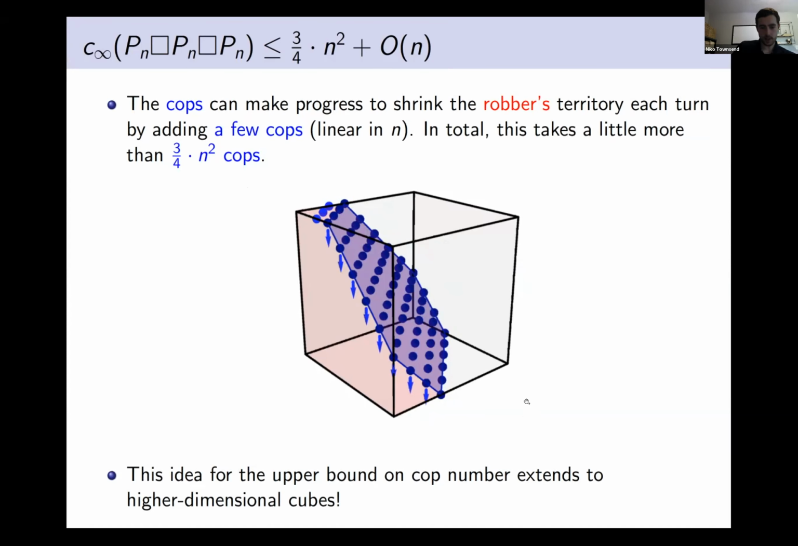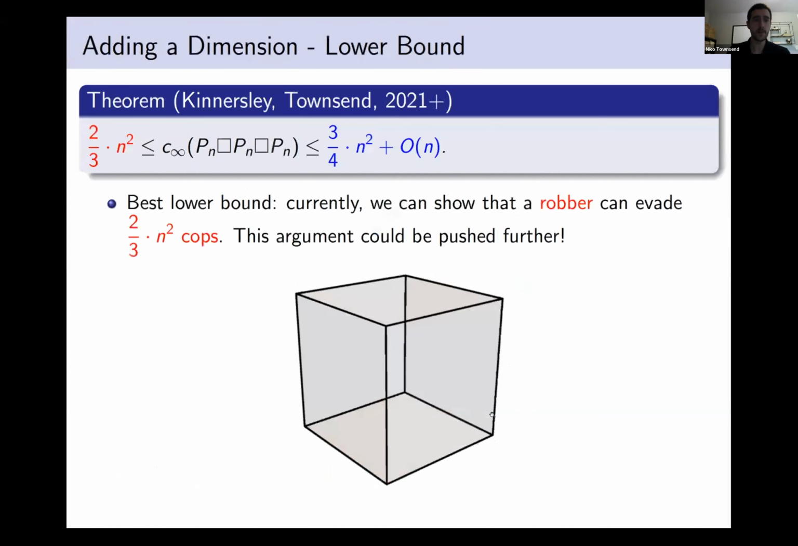And this idea of cutting through with an oblique plane and cutting the graph in half extends to the upper bound of cop numbers of higher dimensional grids as well. Okay, so for the lower bound, the best lower bound we have currently is that we can show that the robber can evade 2/3 n squared cops. This argument we feel could be pushed a little bit, so there is some room for improvement.